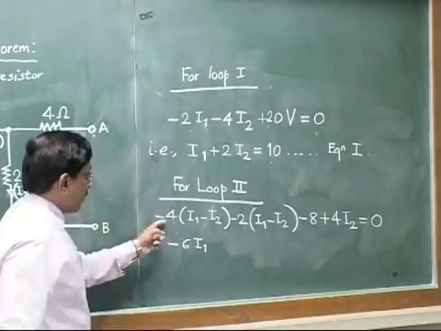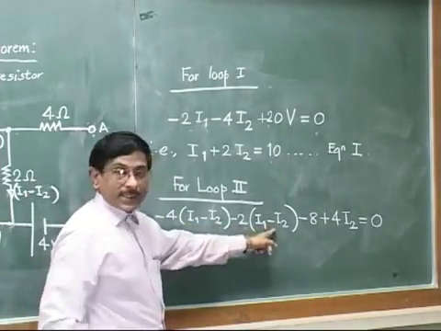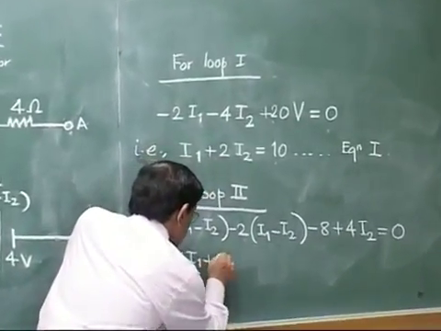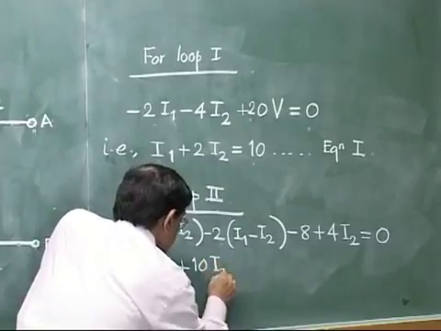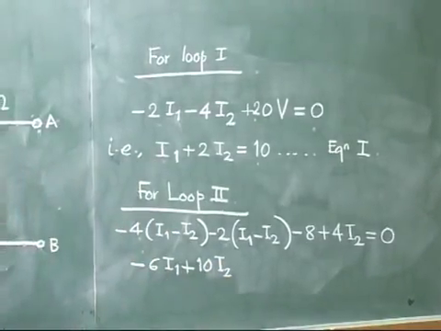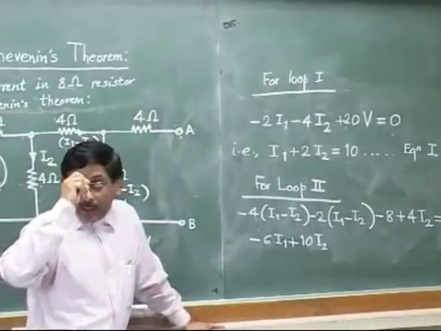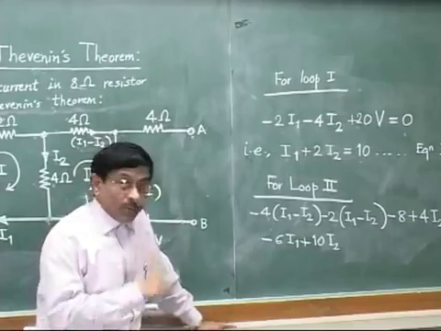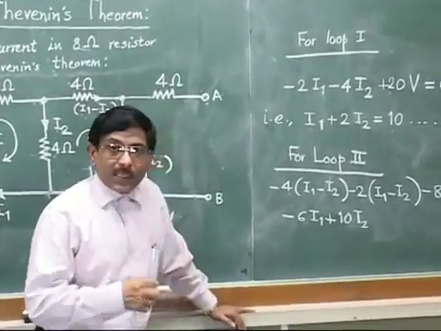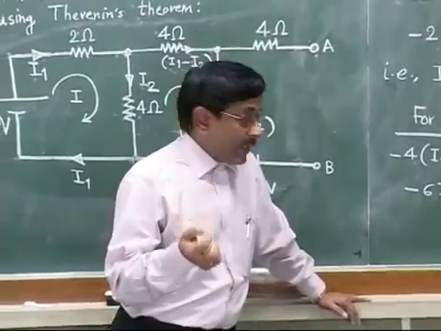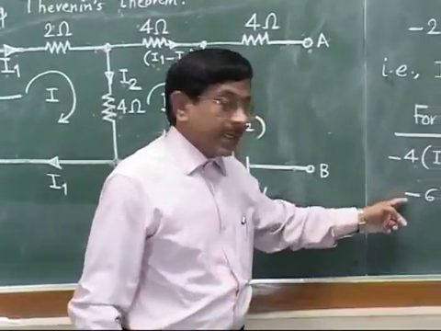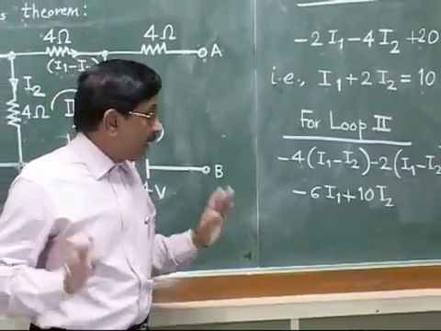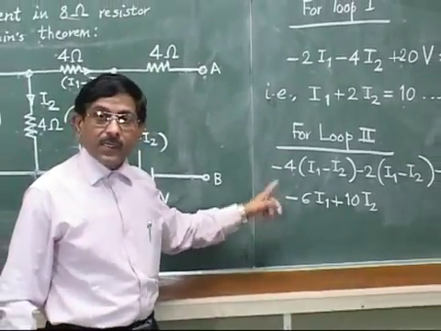Now I2 terms: plus 4I2 plus 2I2 is 6I2. 6I2 plus 4I2 is 10I2. So plus 10I2. Remember here, as I had already told, even in the lecture of Kirchhoff's law, that while distributing the currents or while writing the loop equations, if we go wrong somewhere, even by making a mistake in writing the positive or negative signs, the entire problem will be wrong.